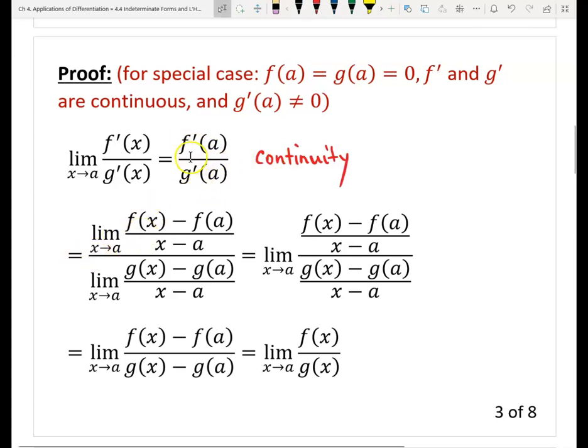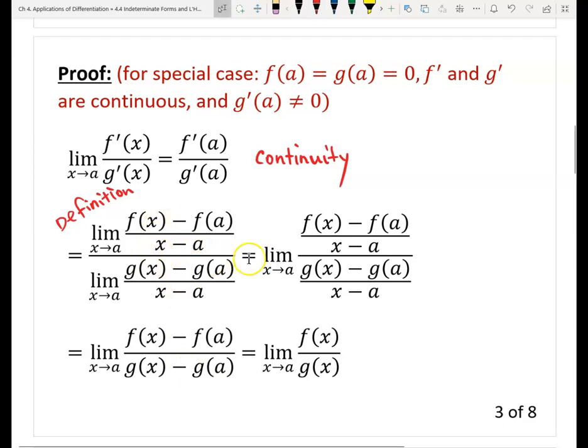And then the second, can you see? We can directly use the definition. What is the derivative of f at a, which is the numerator? And what is the derivative of g at a? Of course, it is this definition, which means in the second step we directly use the definition. Let me put the definition of derivative here. Now what do we have?